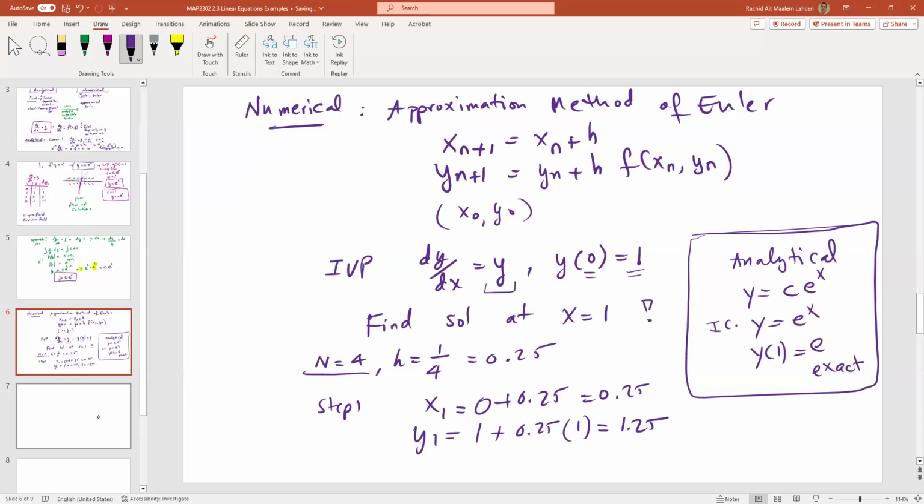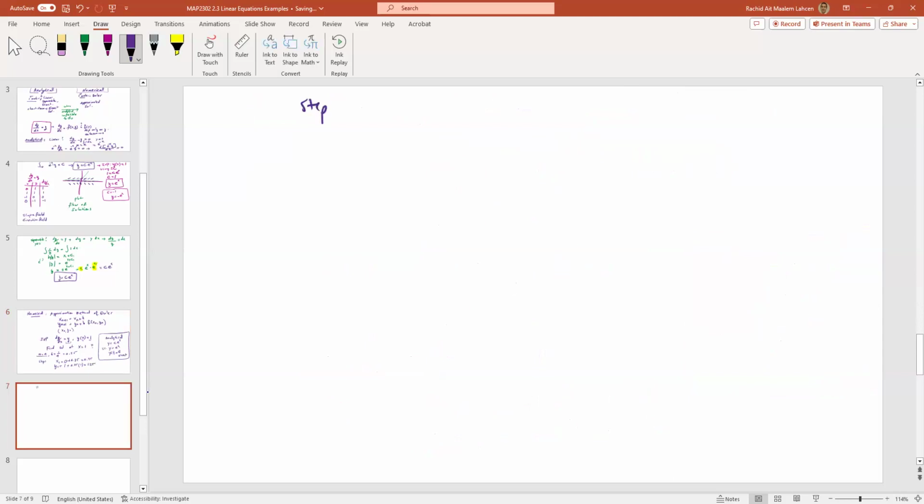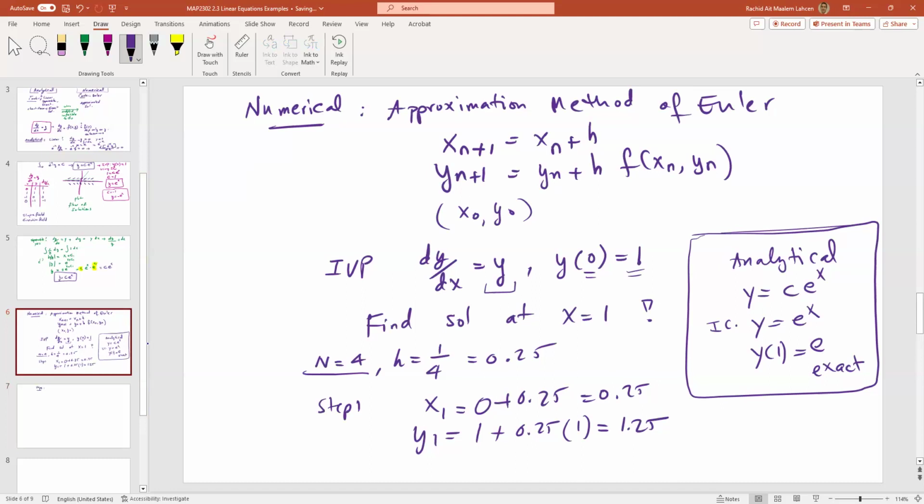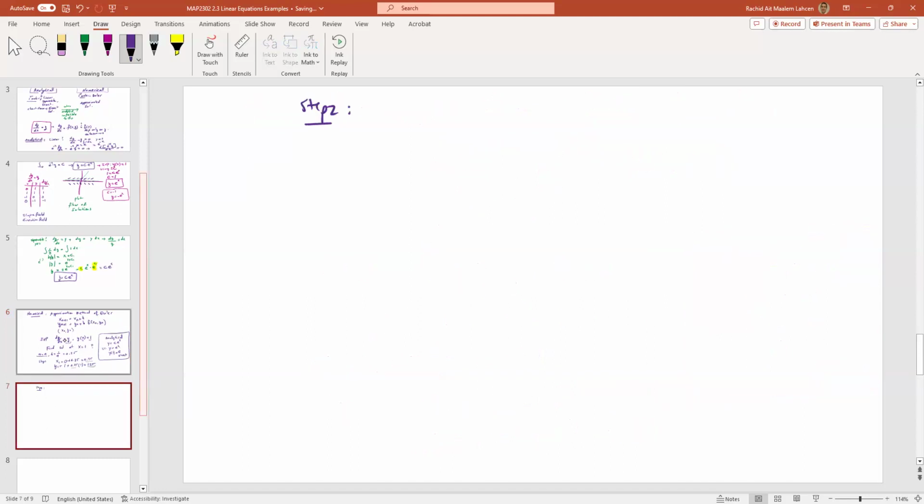Step 1, then step 2. We will do the same. Just talk about it because we've done it before. x2 is x1 plus h. y2 is y1 plus h times f of x1, y1. We have y1, we have x1, we have h. So we just put in the formula. So y2 will come up to be 1.5625.